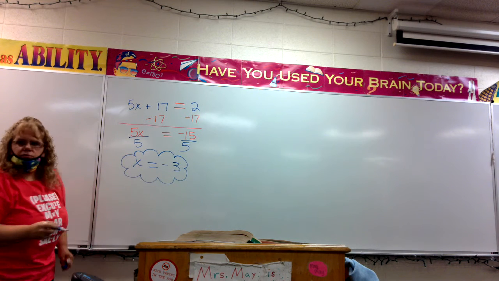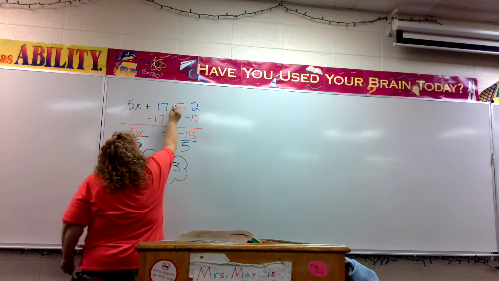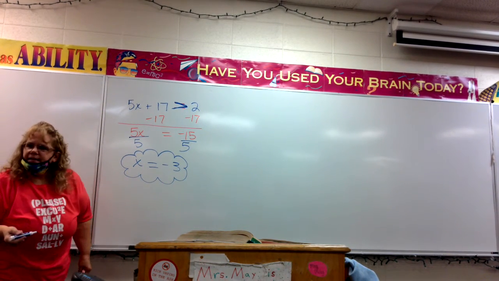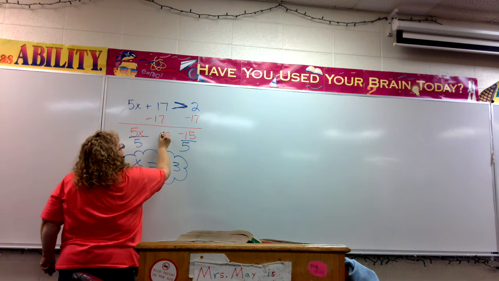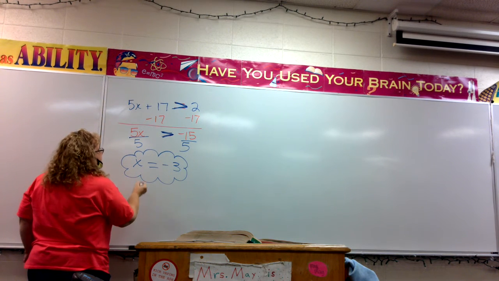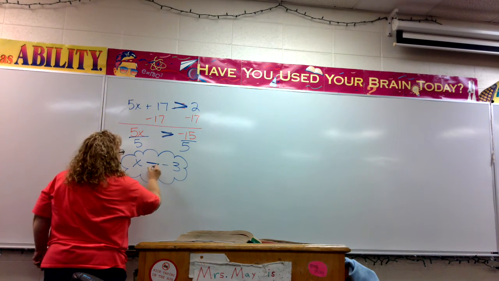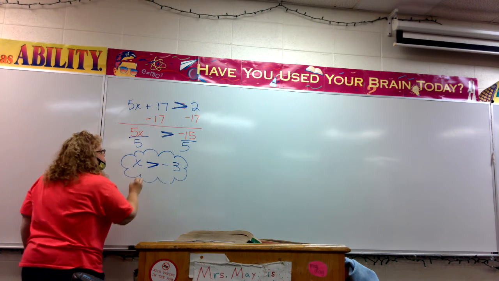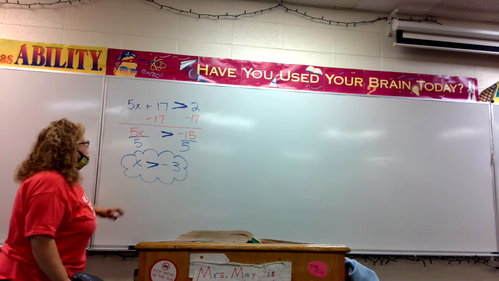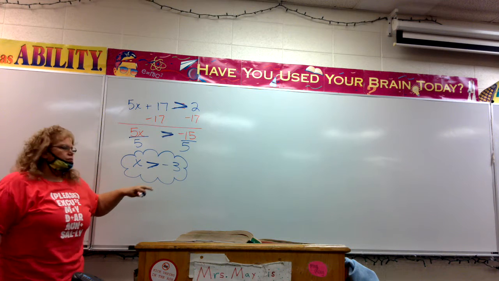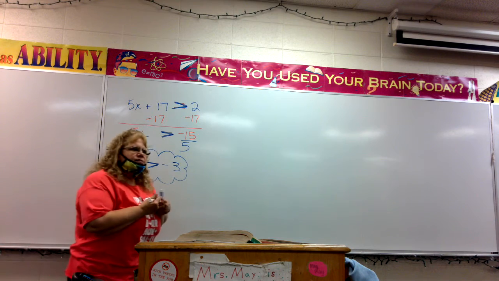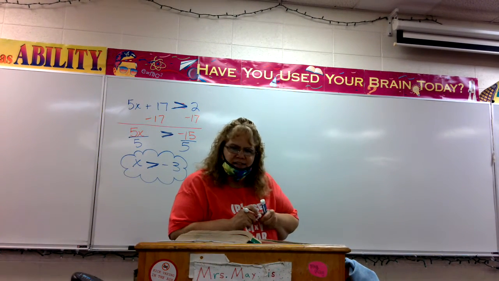Well, here's the good news. It's exactly the same. It doesn't matter if this is a greater than or a less than. If it's an inequality, you still minus the 17. And you still divide both sides by 5. And your answer then, instead of x equals negative 3, is just x is greater than negative 3. Easy, right?